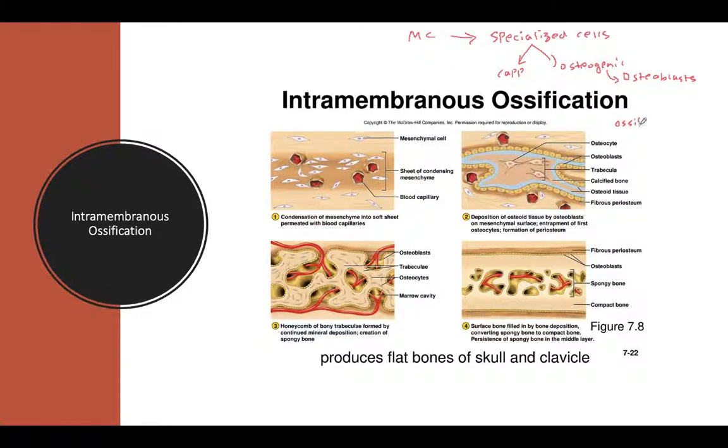Again, this is not shown here. Ossification centers. The ossification center is basically formed due to the cluster of these osteoblasts. So these osteoblasts, right?